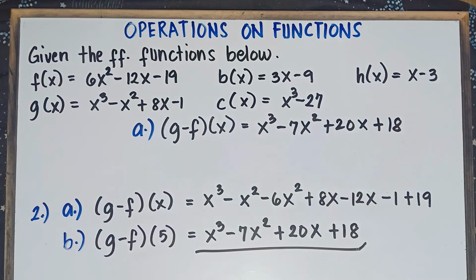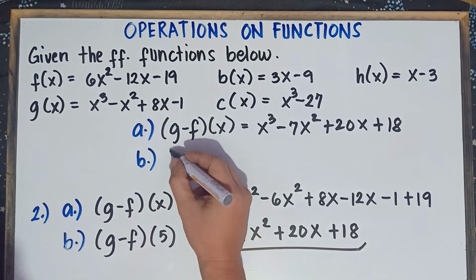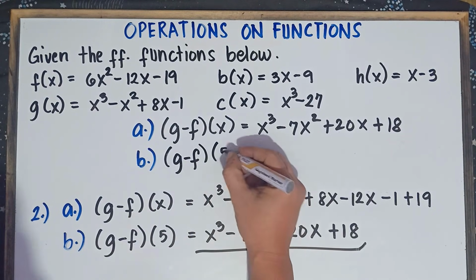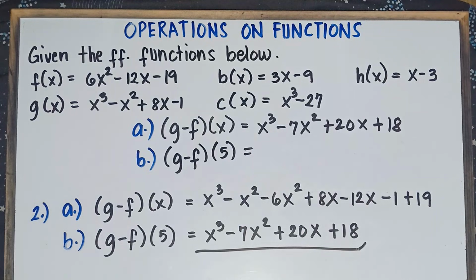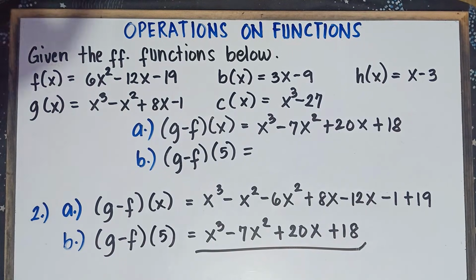And then for letter B, class, we have g minus f, and the given value of x would be 5. So g minus f of 5. Simply substitute the value of x, that would be 5, in this given expression.